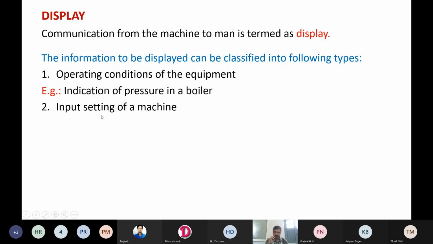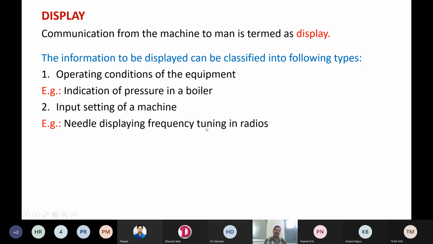Suppose you want to change the input, so you are going to make use of some of the displays. What is the present value? Or if you provide an input, to what value you have to set the input value, that will be displayed on the control panel. That is the input setting of a machine. That also requires display. Needle displaying, frequency tuning in radios.